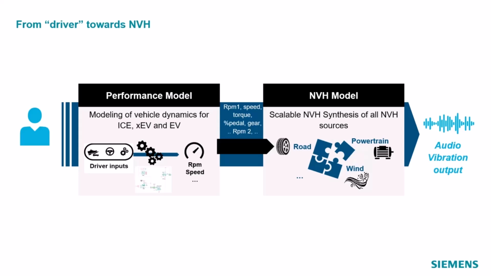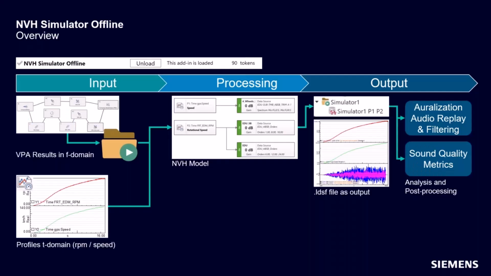So that's the sophisticated end goal. Where we are right now in Rev 2406 is that we are now able to take VPA results and process them in this NVH simulator in an offline method, which means we have a static time profile in either RPM or speed, so vehicle speed or RPM for a rotating component. And we have our VPA results in the frequency domain.